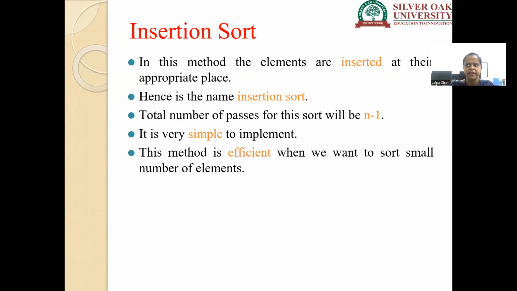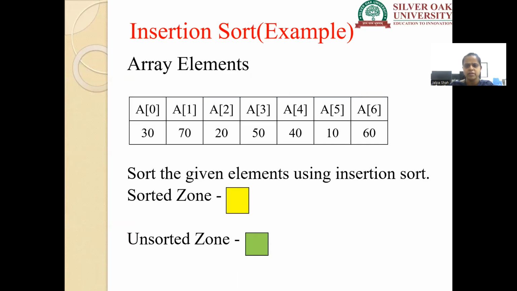So now, first of all, let us understand what we mean by insertion sort. In this method, the elements are inserted in their appropriate place. Hence, the name insertion sort. The total number of passes for this sort will be n-1. It is very simple to implement. This method is very efficient when we want to sort a small number of elements.